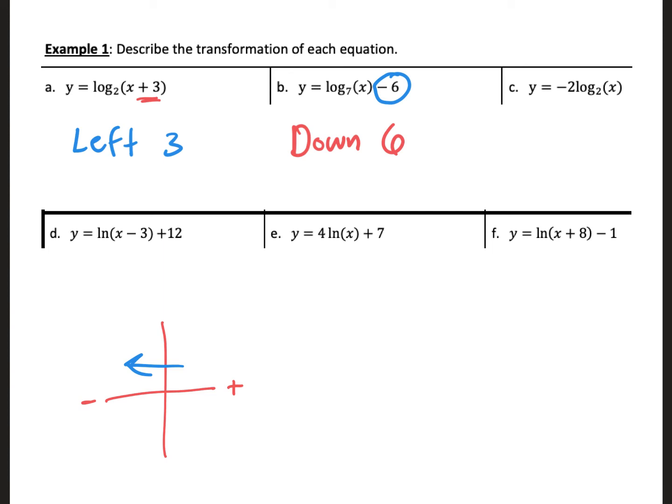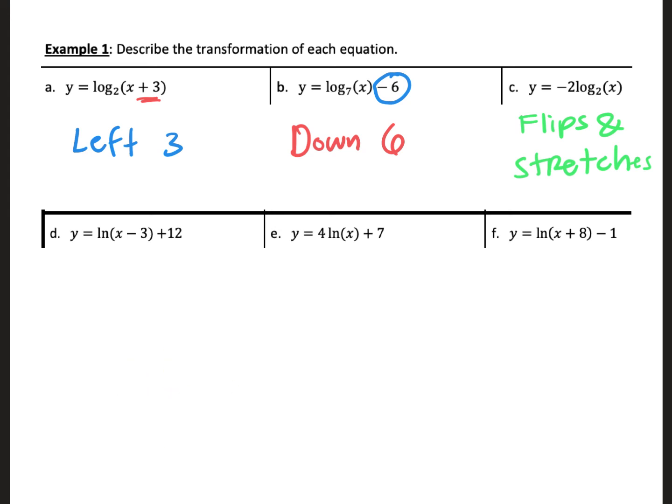My last one, well, for the first row, is y equals negative 2 of log base 2 of x. That negative tells me it flips. It has a negative in front. So we're going to say this graph flips. Again, it's flipping across the x-axis. And then the 2 is going to tell me stretch or compression. Again, 2 is bigger than 1, so it is going to be a stretch. So it flips and stretches. I'm just going to erase my little picture down here.